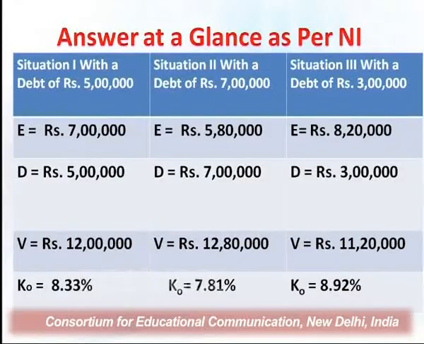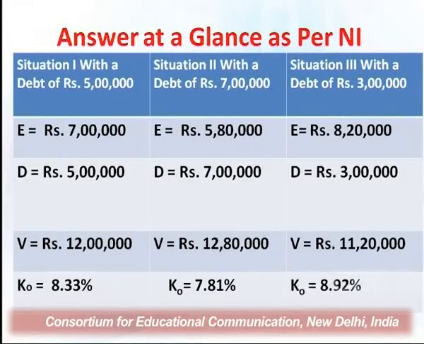Before I start with the NOI approach, let me first show you what we did in the NI approach. The NI approach is of the opinion that capital structure decision is relevant to the firm's value, which means any change in capital structure is going to change the value of the firm and obviously the cost of capital as well. If you look at the answer of the last question at a glance, in situation 1, when the firm had debt of 5 lakh rupees, the value of equity came to 7 lakh, debt was 5 lakh, total value of firm became 12 lakh rupees, and cost of capital was 8.33%.